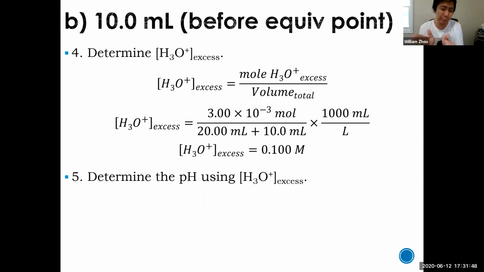Okay, many people forget this step. Very common mistake. You did all the addition and subtraction correct. You found the excess amount. You took the negative log. You got the wrong pH. It has to be concentration, not moles.